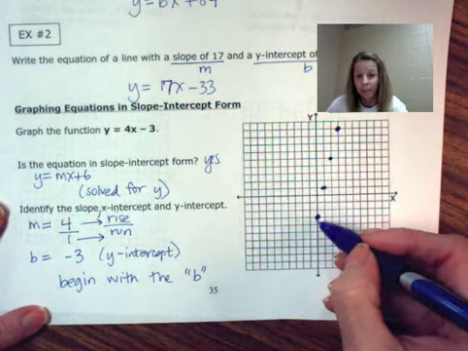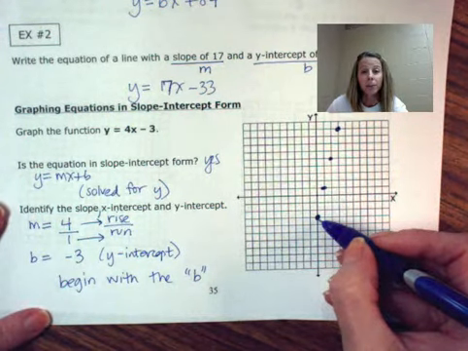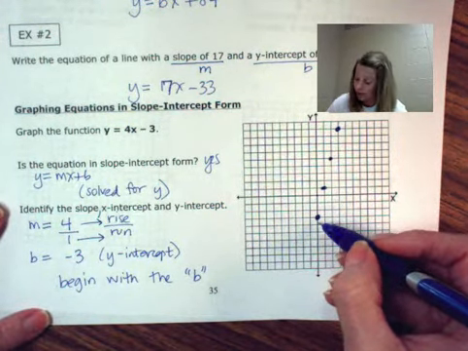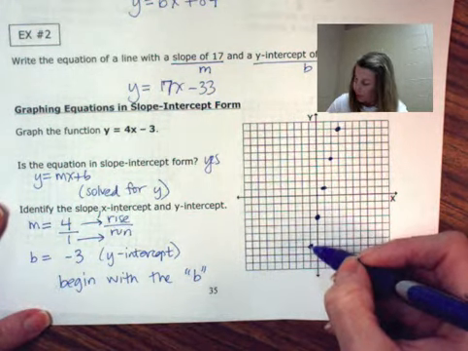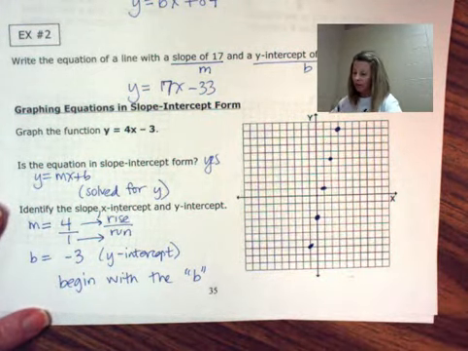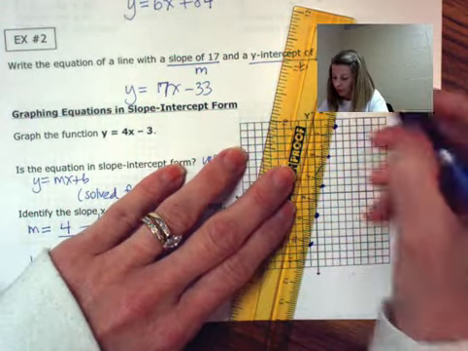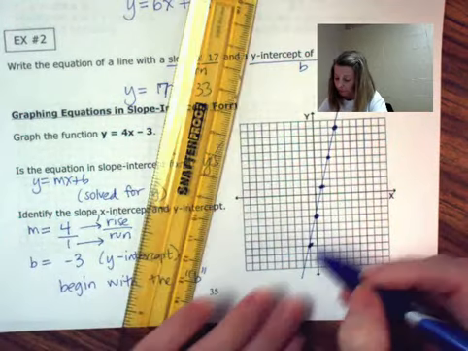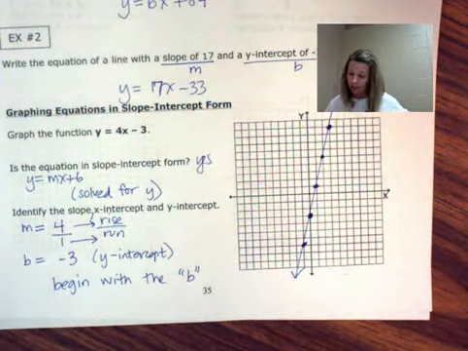What I'd like you to get in the habit of doing is going back to the y-intercept and reversing both directions. So I'm going to count down 4 and to the left 1. If you want to grab a ruler, you can, or you can just try to draw yourself a straight line. You're going to connect these dots. Okay, and there is my line.